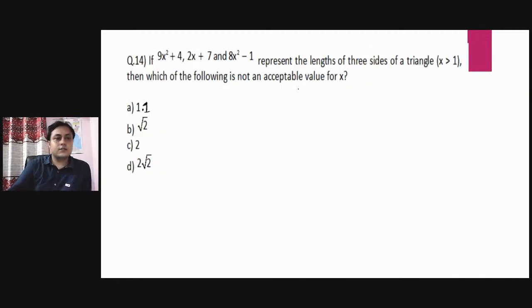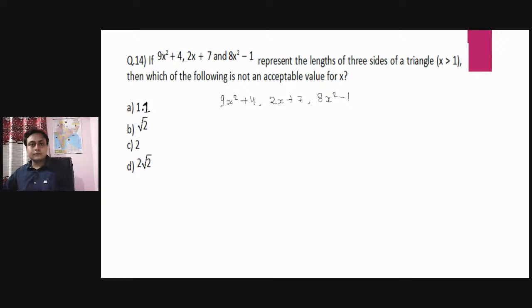Next question is this one. If 9x squared plus 4, 2x plus 7, and 8x squared minus 1 represent the lengths of the three sides of a triangle, here it is given that x is greater than 1.